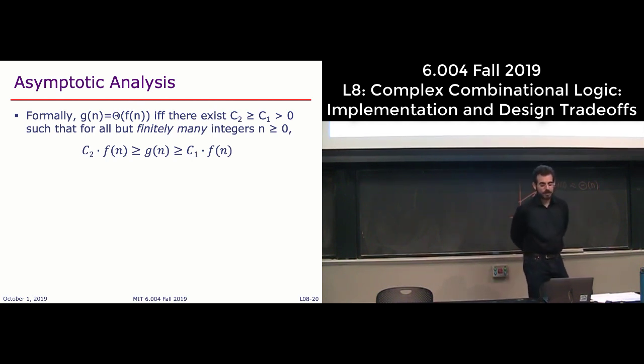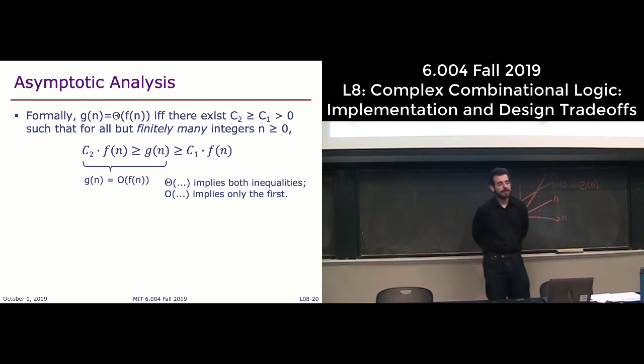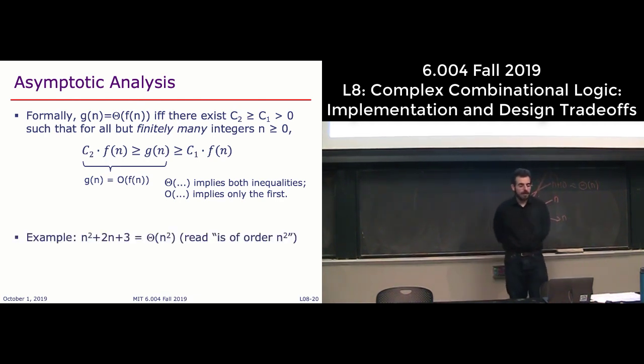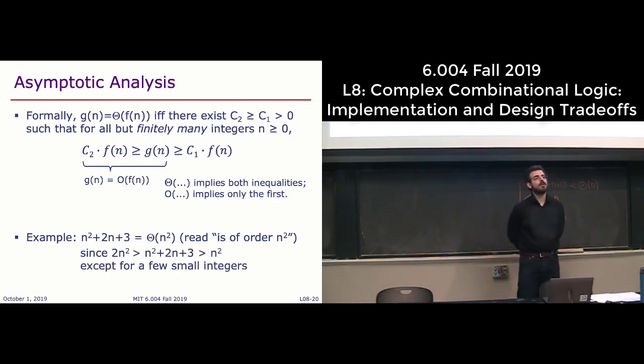So that is what this notation is letting us do. But the whole point is that this is letting you drop the factors that don't matter as n grows. So this is a slightly more complex example, n squared plus 2n plus 3. We say that this is of order n squared, quadratic with n. Right? Okay, any questions?